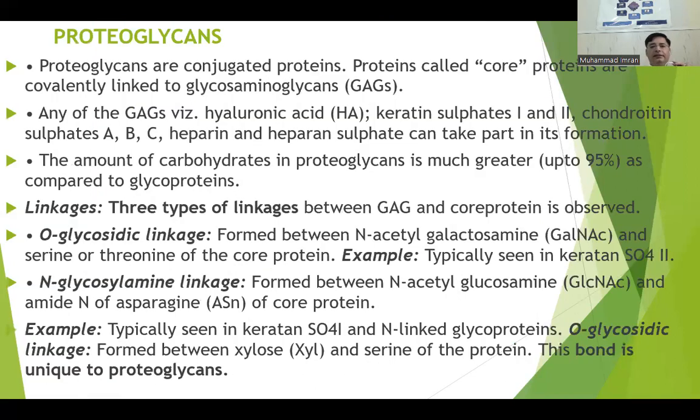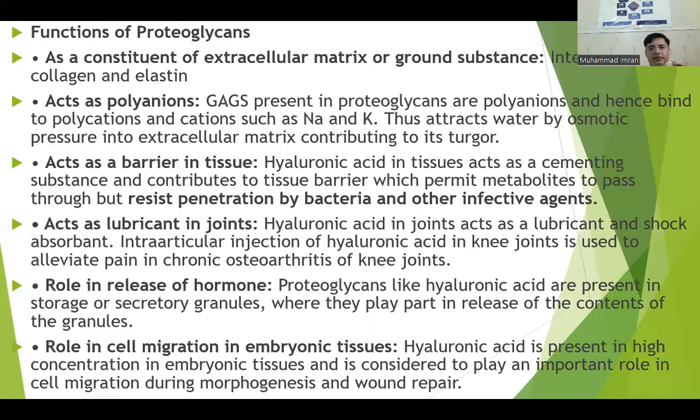We have already discussed the importance of proteoglycans. They act as a constituent of the extracellular matrix or ground substance. These are the functions of heteropolysaccharides. They interact with collagen and elastin to produce the extracellular matrix. They act as polyanions. The GAGs react with salts like sodium and potassium, which increases the turgor pressure and then increases the osmotic pressure. They act as a barrier in the tissues.